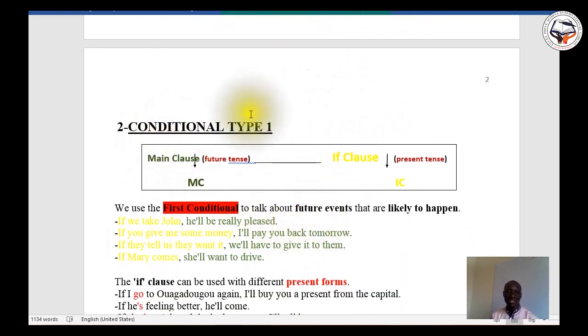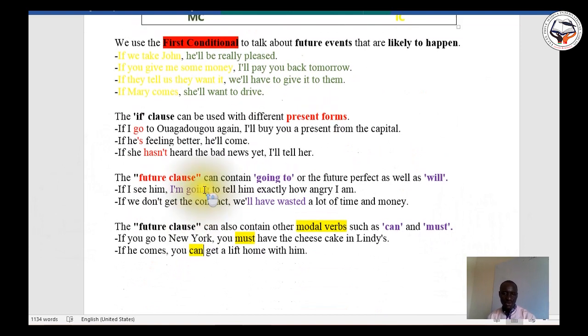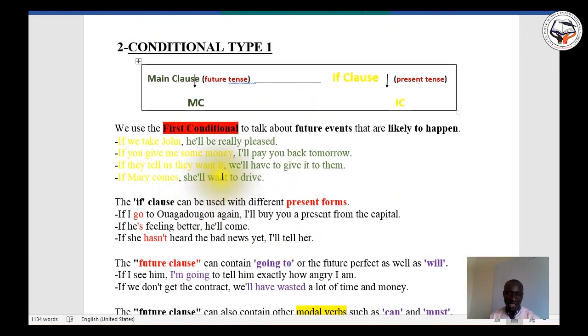The second condition is the first conditional. We use it to talk about future events that are likely to happen. We have given you more examples about it.